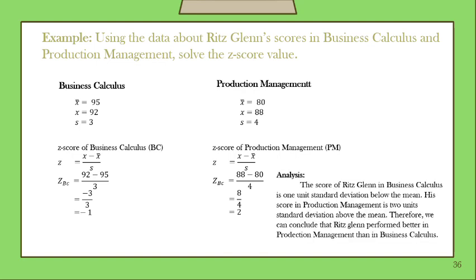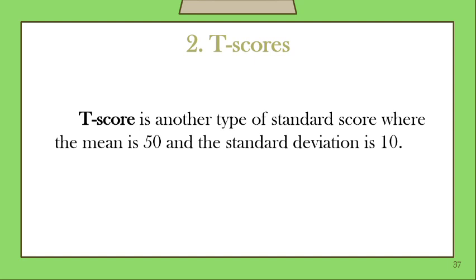So, the score of Ritz-Glen in business calculus is 1 unit standard deviation below the mean. And his score in production management is 2 unit standard deviation above the mean. Therefore, we can conclude that Ritz-Glen performed better in production management than in business calculus. Kasi kung i-compare mo nga, sa production management, positive 2 yung z-score niya, and sa business calculus is negative 1. Next naman is ang t-score.